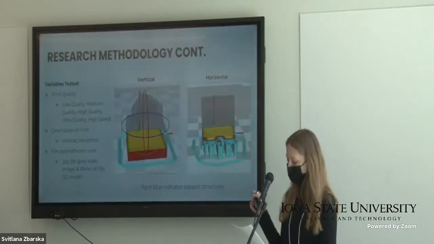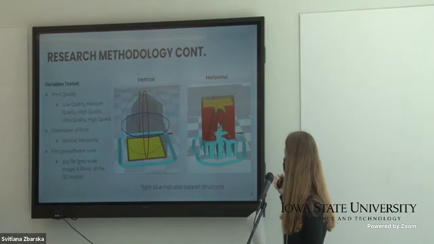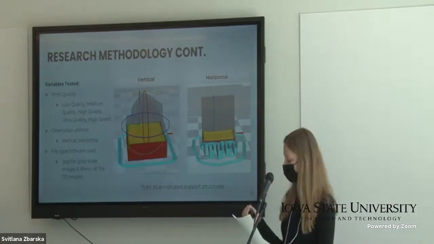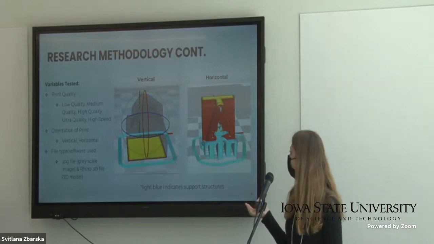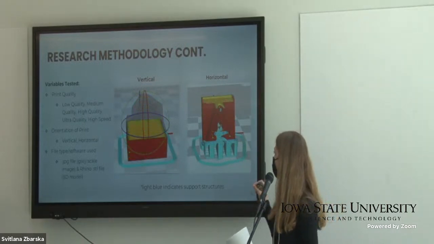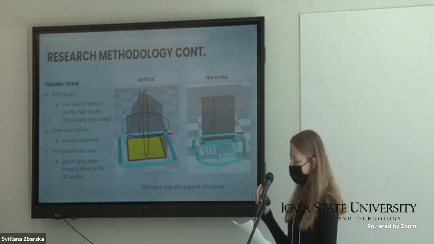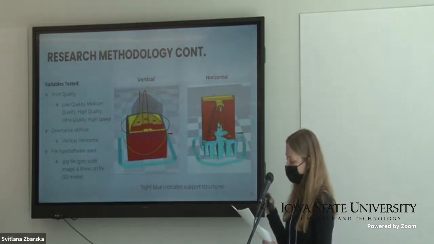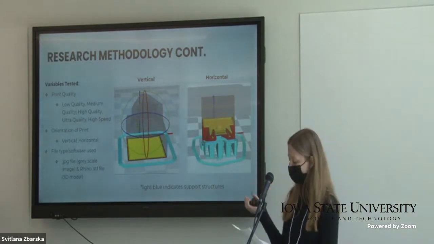So as I mentioned earlier, 3D printing works in a layering method, which can be shown here better than I could ever explain. One of the other variables we tested is print quality, and print quality refers to how thick each of these layers is. Thinner layers indicate more detail, which means a higher quality print.